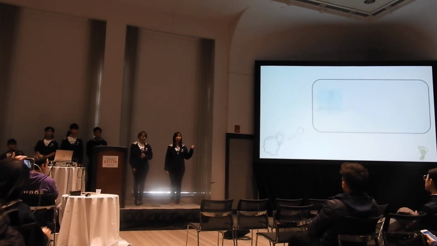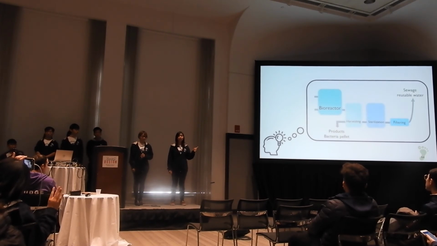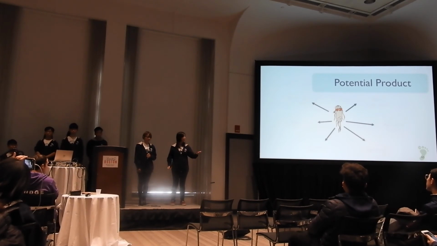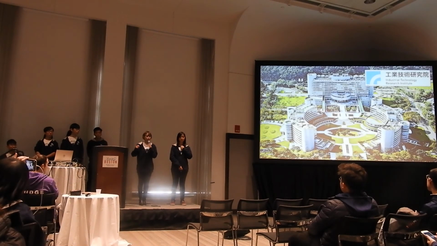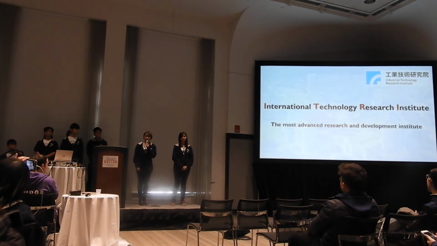Therefore, we came up with a downstream process. Besides, by integrating other pathways in E. coli, we can produce other potential products. But which product would be more suitable for us? At this point, we sought a chance to have a conversation with the Industrial Technology Research Institute, which is the most advanced research and development institute in Taiwan.